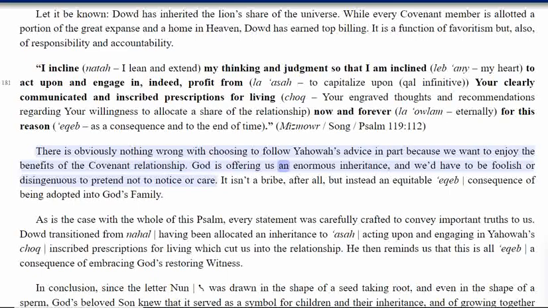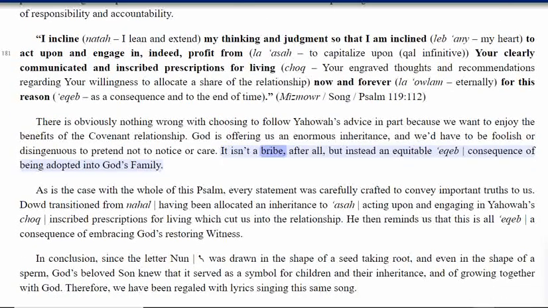God is offering us an enormous inheritance, and we'd have to be foolish or disingenuous to pretend not to notice or care. It isn't a bribe, after all, but instead an equitable ekeb, consequence of being adopted into God's family.